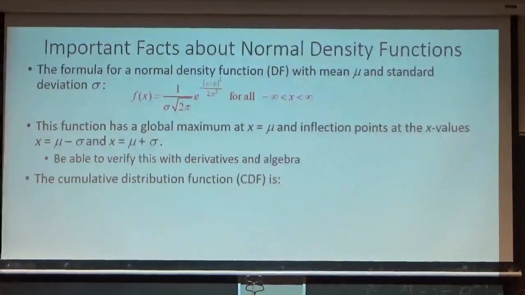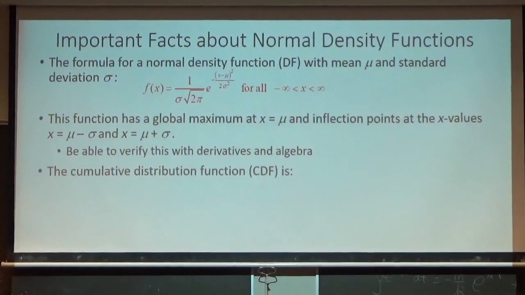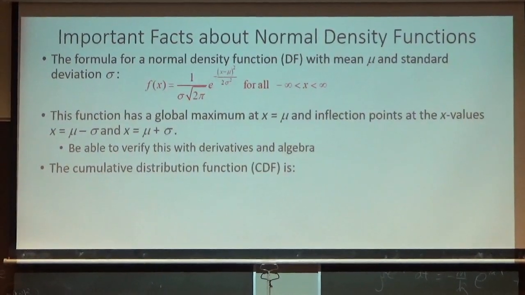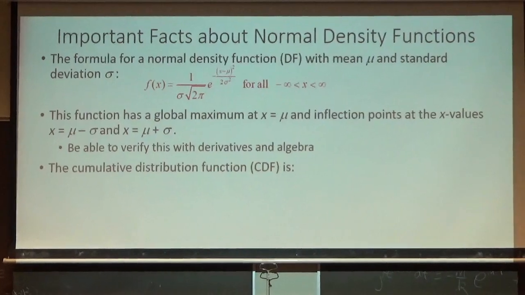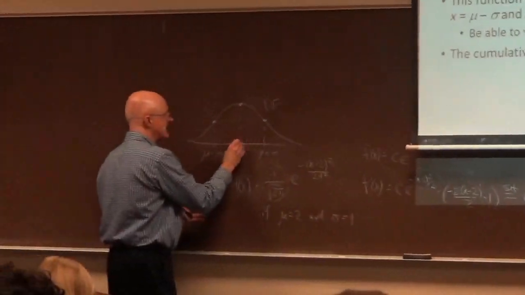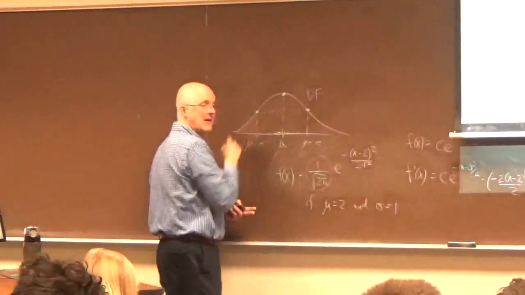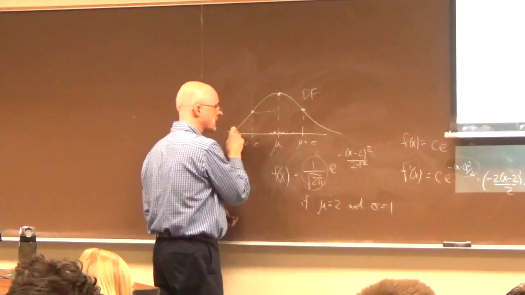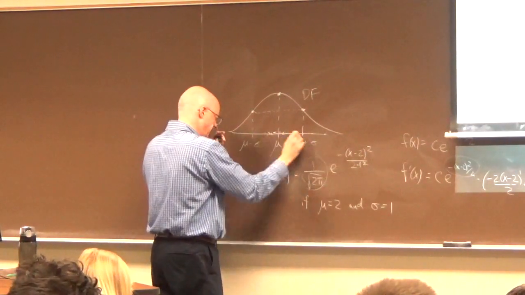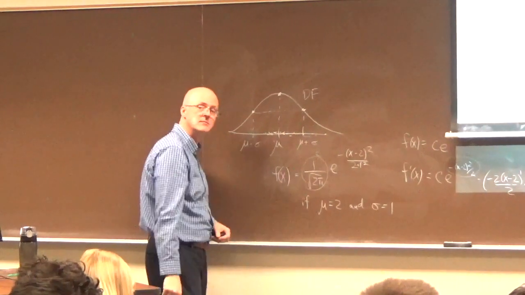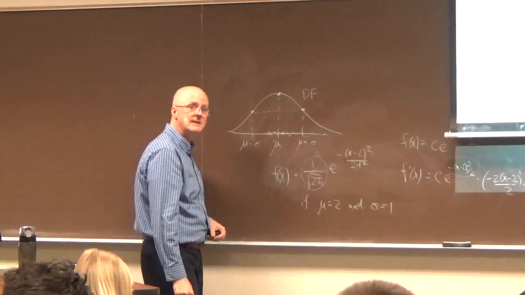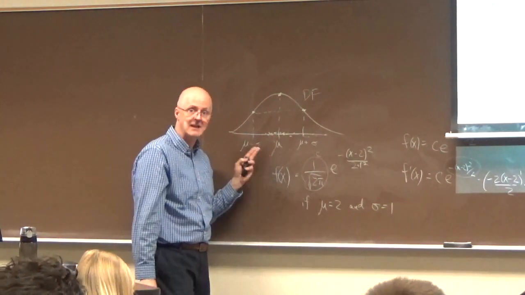What about the CDF, the cumulative distribution function? Remember the DF, the density function, just represents the density of the data. The data is going to be denser where the graph is higher and less dense where it's lower. You have lots of data in here, relatively speaking, close to mu. The CDF is how you find the percent of data less than a given number.